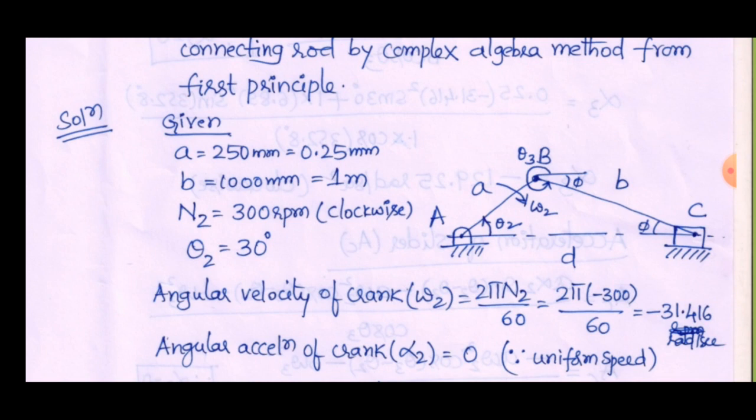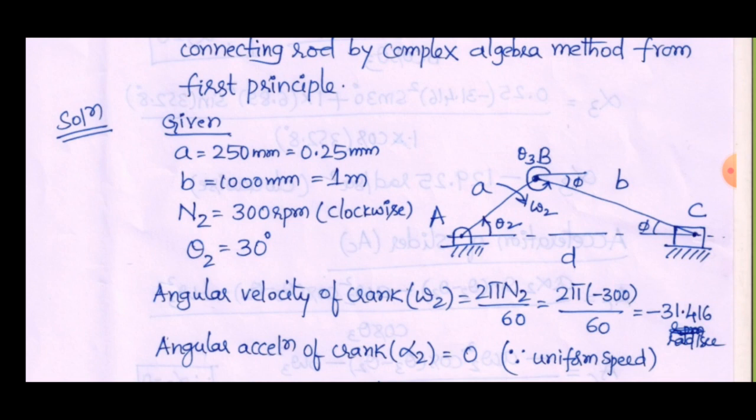I told you, clockwise is negative, anti-clockwise is positive. If it is given as clockwise, you must remember to substitute the value with a negative sign without forgetting. Therefore, 2 pi into minus 300 by 60 will be minus 31.416 radians per second. Next, angular acceleration of crank, that is alpha 2.